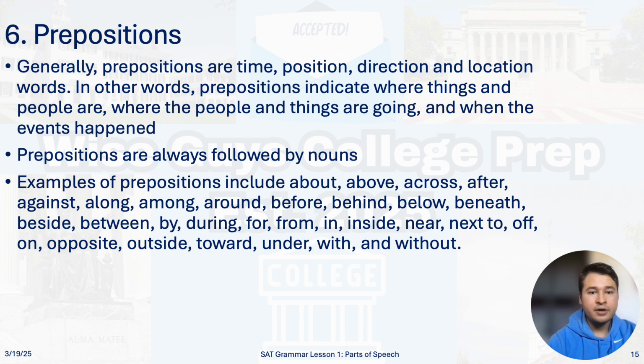The sixth part of speech is the preposition. Prepositions generally are time, position, direction, and location words. In other words, prepositions indicate where things and people are, where the people and things are going, and when events happened. Prepositions are always followed by nouns, so you have to know that.